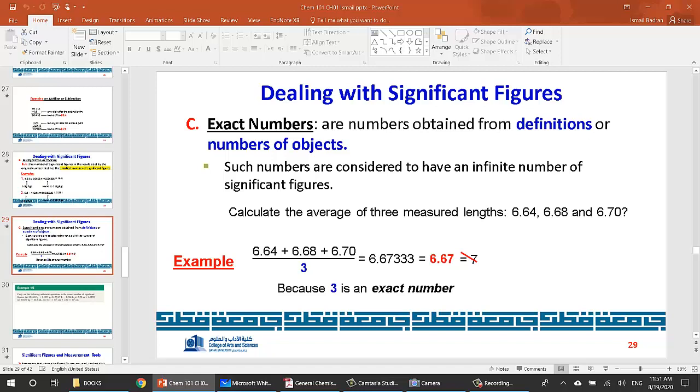But that's wrong, because the number you are dividing by, which is 3, is an exact number. And in this case, you don't round. With exact numbers, you don't round, you just keep it as 6.67. That's the only case when we don't actually round.